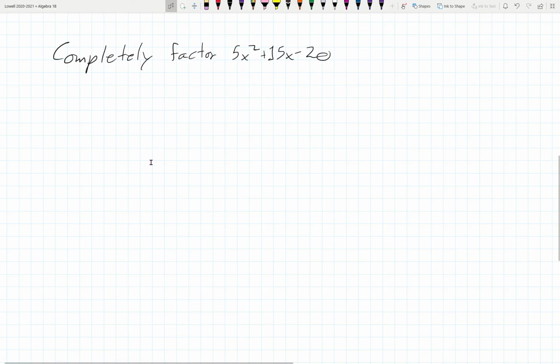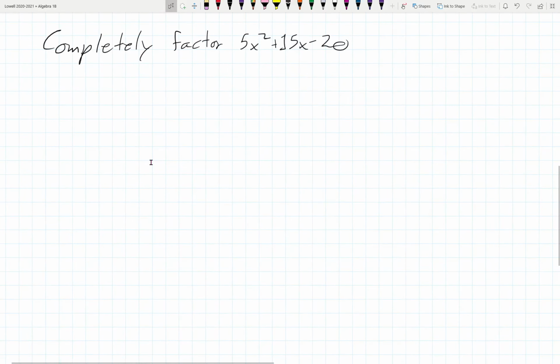Welcome everyone. In this video, we're going to talk about what it means to "completely factor" an expression. I have this quadratic expression: 5x squared plus 15x minus 20. If I had this problem at the end of the previous video, I would just factor it like so. I'll start off with my sum.